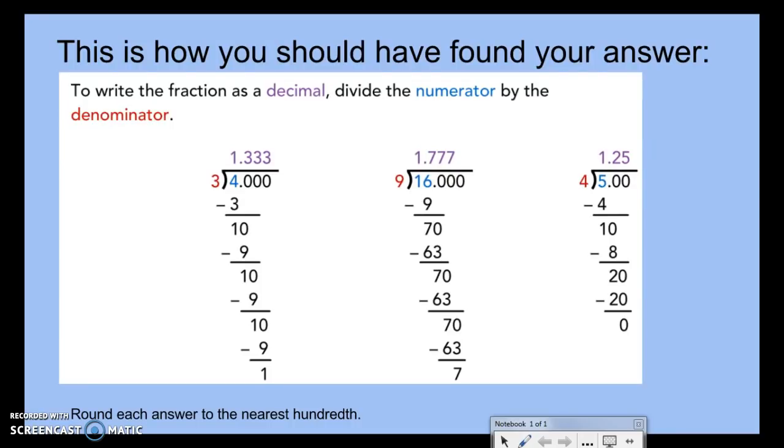But instead of that one being 1.77, because the 7 here is larger than 5, this 7 is going to be rounded up to 8. So it's going to be 1.78. Okay? And then 4 goes into 5, 1 and 25 hundredths evenly.